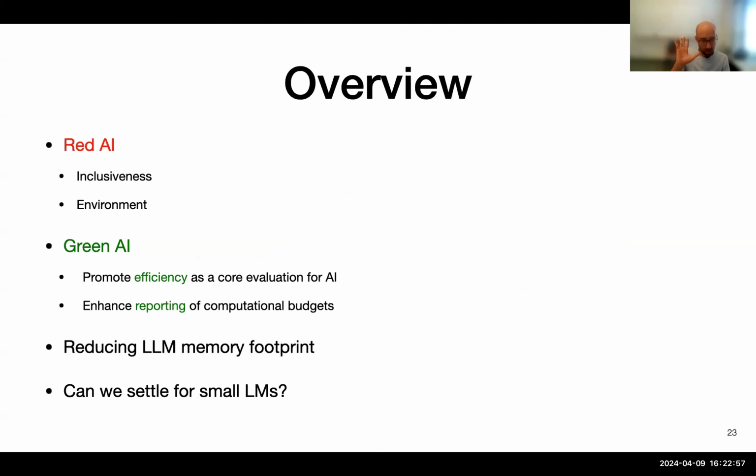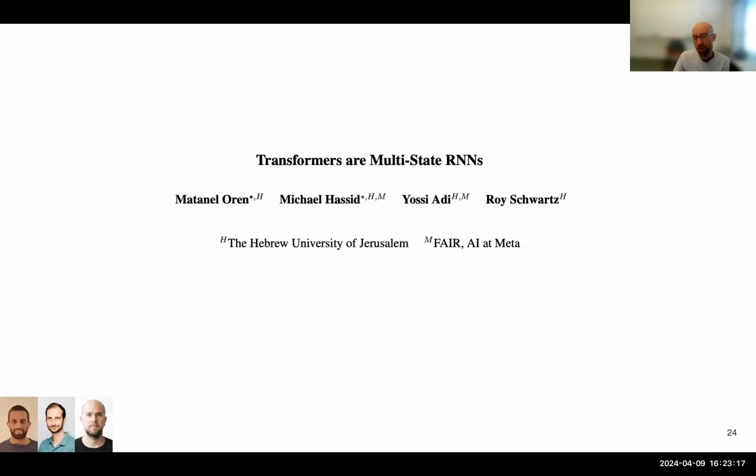Okay, so this was the first part of this talk where I talked about basically the concept of Red AI and Green AI. So now I want to move to the second part, which is talking about two of our most recent findings on efficiency. And I'll start with the first, which is about reducing LLM memory footprint. The work that I'll be covering here is titled Transformers are Multi-State RNNs. This is work that we released maybe two months ago or so. It was led by two of my students, Matanel Oren and Michael Hassid, along with our colleague Yossi Adi.